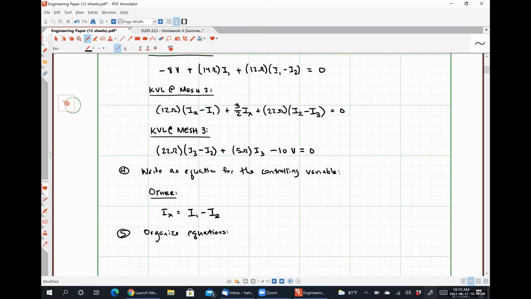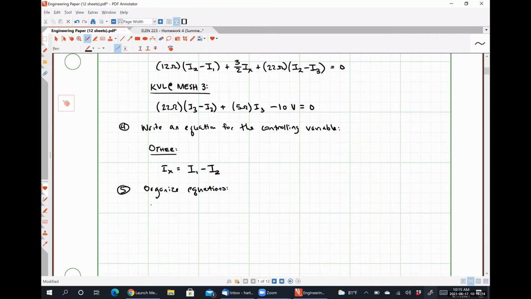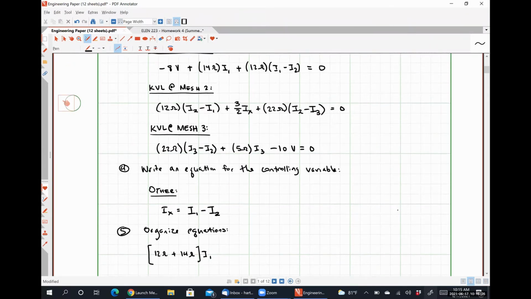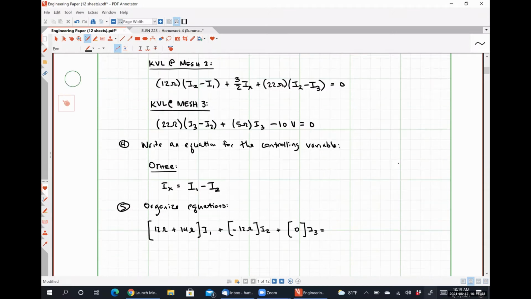So our first equation, we have 12 ohms plus 14 ohms times I1. We have negative 12 ohms times I2. We have 0 times I3. And we're going to set this equal to positive 8.